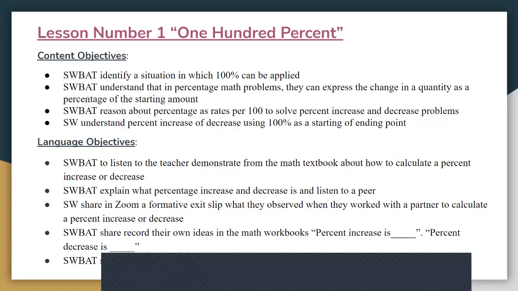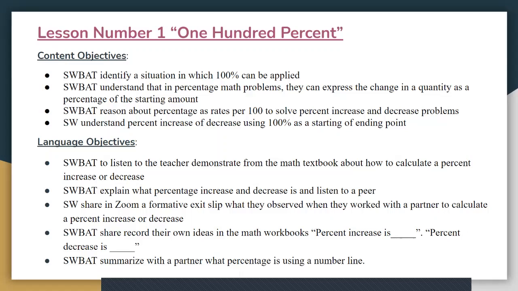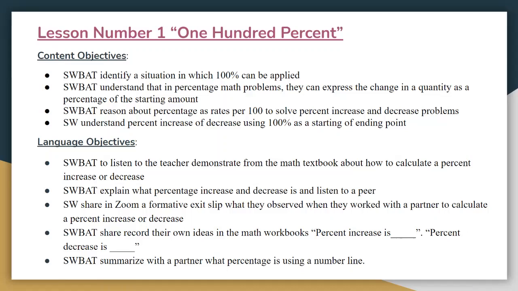The language objectives that we focused on are: students will be able to listen to the teacher demonstrate from the math textbook about how to calculate a percentage increase or decrease. Students will explain what percentage increase and decrease is and listen to a peer. Students will share in Zoom formative exit slip what they observed when they worked with a partner to calculate a percent increase or decrease.